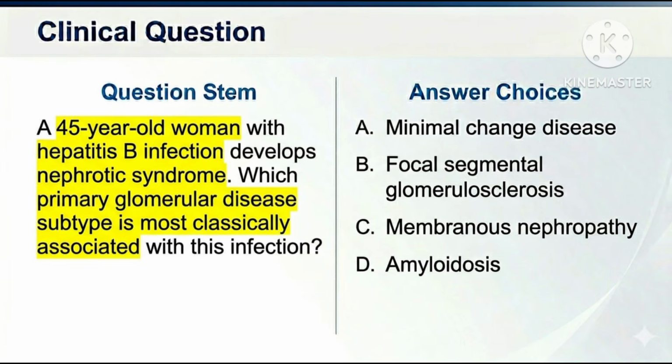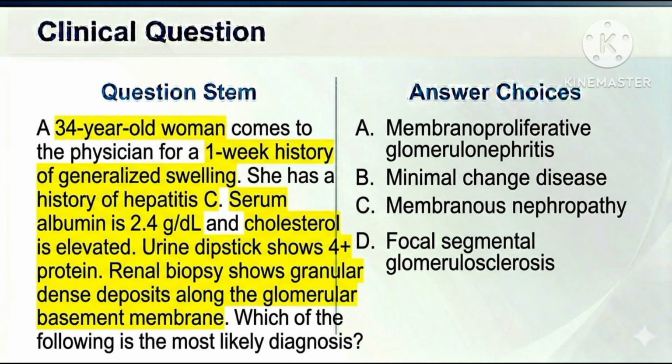Read this question stem. A woman, history of hepatitis B infection, develops nephrotic syndrome. Most likely diagnosis, membranous nephropathy. Similarly, if a patient develops hepatitis C infection and presents with features of nephrotic syndrome, it will be membranous nephropathy, most likely cause.